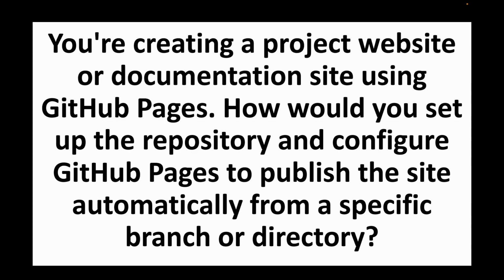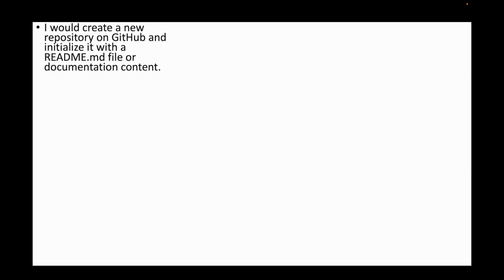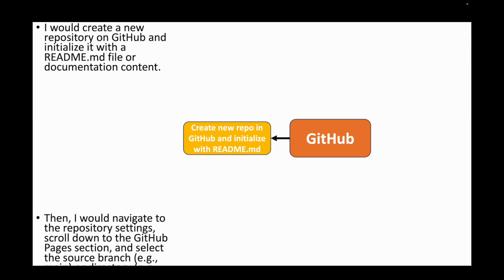The next question we have is, you're creating a project website or documentation site using GitHub Pages. How would you set up the repository and configure GitHub Pages to publish the site automatically from a specific branch or directory? So for this, we can create a new repository on GitHub and initialize it with a readme.md file or any of your documentation content.